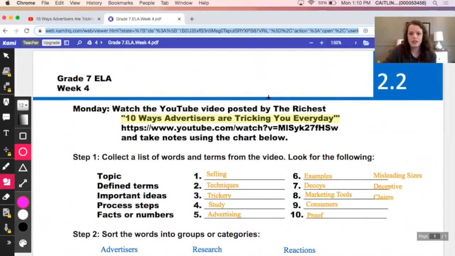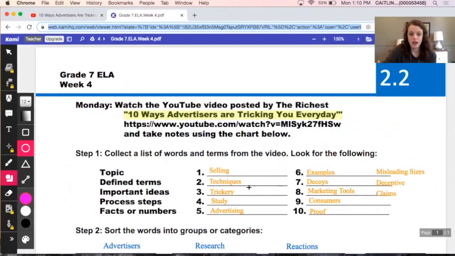There are a couple of words that I heard several times. First word, advertising. I saw that several times as I was listening. I saw advertising a lot, or advertisers. So that is definitely a word that I need to have on my list. I also saw tricks or heard tricks. So I have that on my list as well under number 3. And then I heard and saw in the captions, techniques.